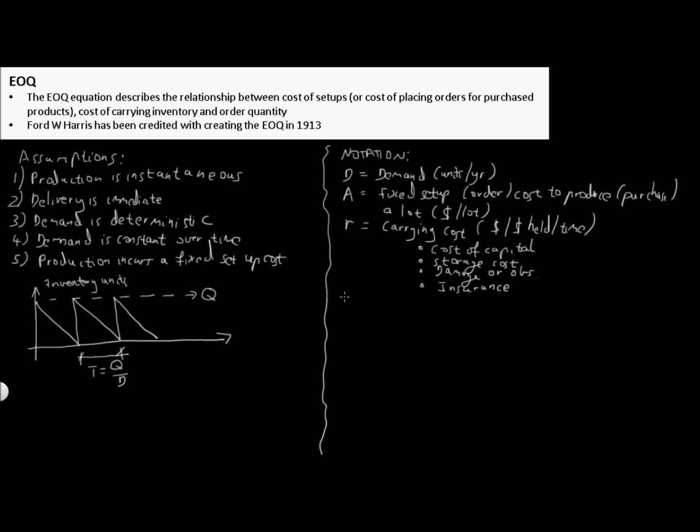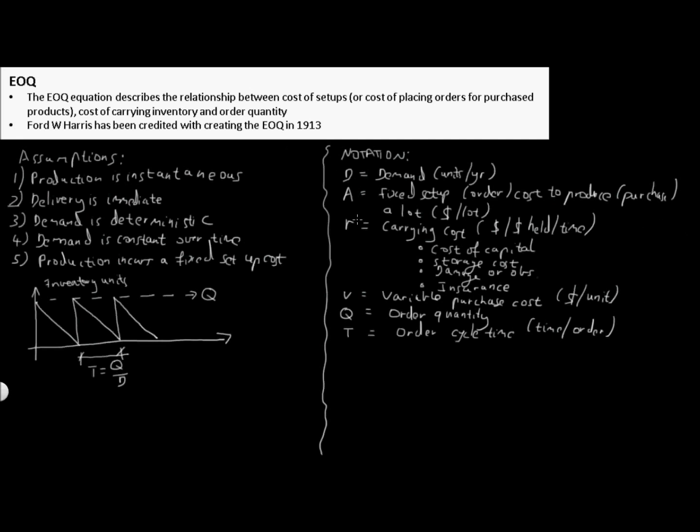Now, our next term is little v, and this is our variable purchase cost, given as dollars per unit. We then have Q, which we mentioned before, which is our order quantity, which is what we're trying to solve. And T we saw before as our order cycle time, given in time per order.